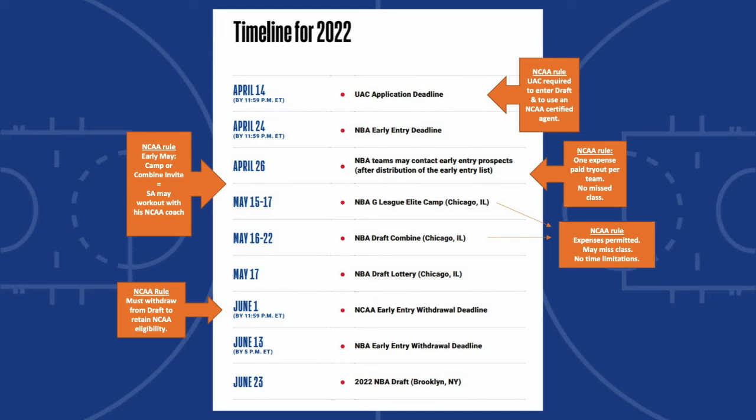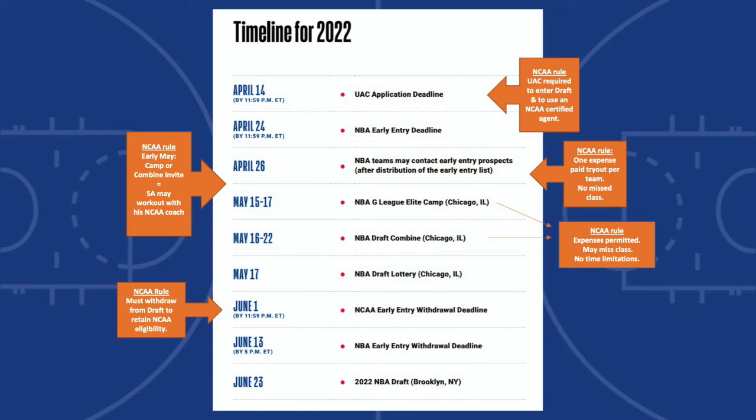The student athlete may work out with his NCAA coach up to 4 hours per day, 20 hours per week. This activity is available to the student athlete until and if he decides to withdraw from the NBA draft or June 1, whichever occurs earlier. Please note the June 1 date is 10 days after the NBA draft combine concludes.